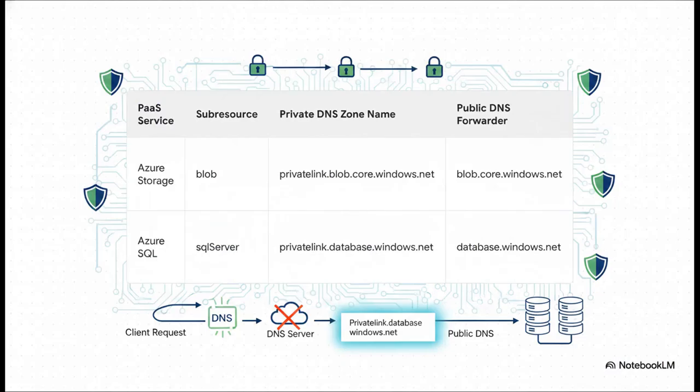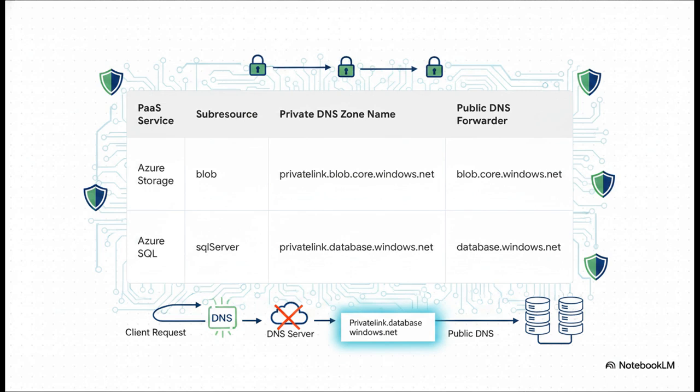Actually, setting this up requires some specific engineering knowledge, and surprisingly, this is exactly where a lot of enterprise deployments fail. See, Azure creates a canonical name on the public DNS that redirects to a private domain. You absolutely must override this to create service-specific private DNS zones. For example, for Azure Storage Blobs, your private DNS zone has to be named exactly privatelink.blob.core.windows.net. For SQL, it's privatelink.database.windows.net.